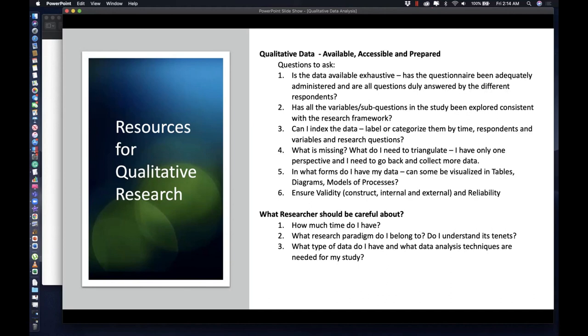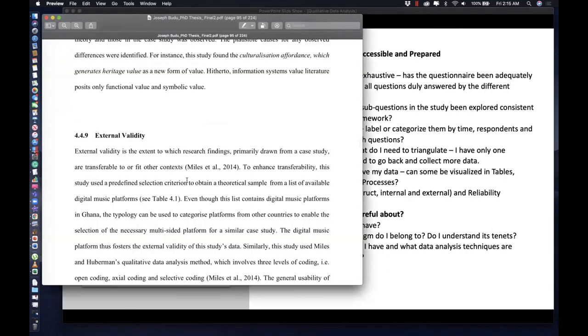Ensure validity, that is construct, internal, external, and reliability. There are different forms of validity that you are supposed to achieve. I taught this in case study: construct validity, whether the construct itself is measuring what you're supposed to measure; internal validity, whether there's consistency and logical flow of events to precipitate a particular outcome or statement. And then external validity, the extent to which the research findings, as I mentioned earlier, are transferable and can fit other contexts.